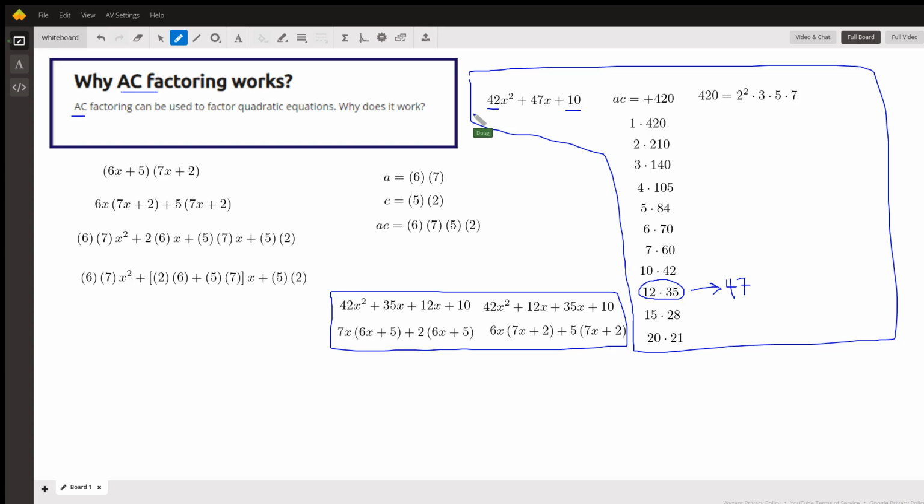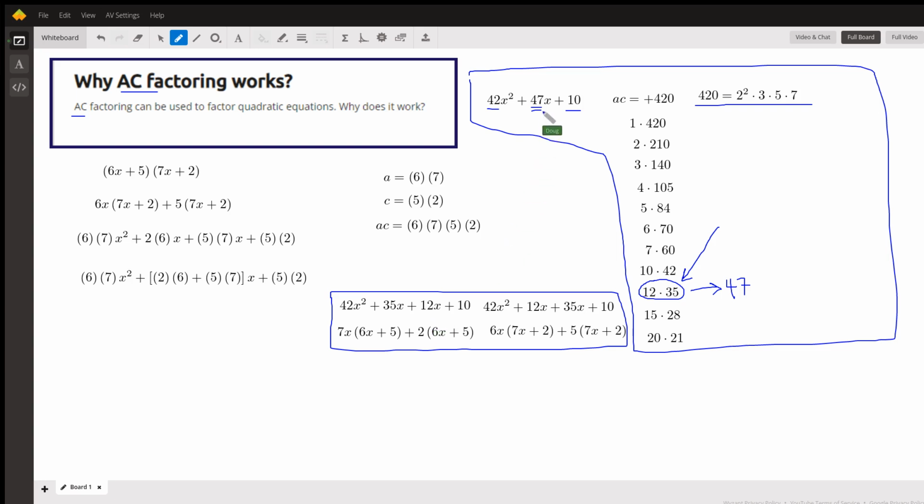42 is A and C is 10. So A times C in this case is 420. And here's the prime factorization of 420. It helps visualize the possible two numbers that multiply together to give 420, and we want them to add to give 47. So by the time we get to here, we've identified it, 12 and 35. So we want to split that 47 into two terms, 35x and plus 12x.